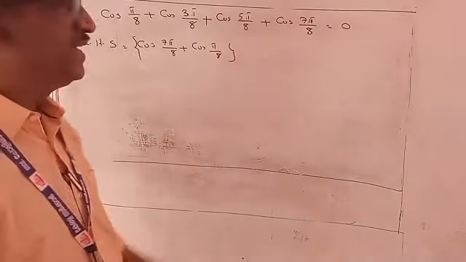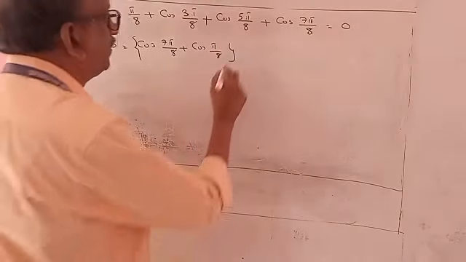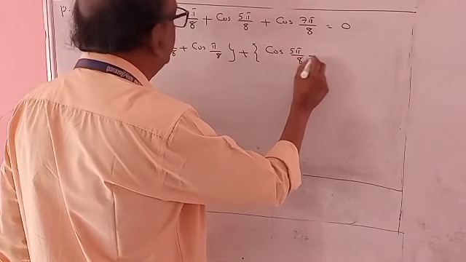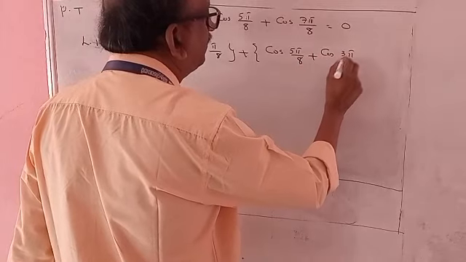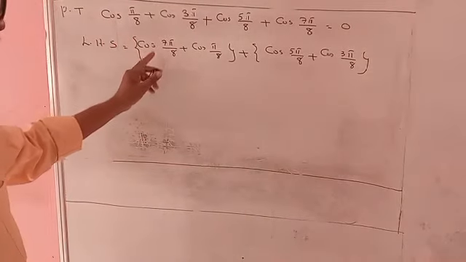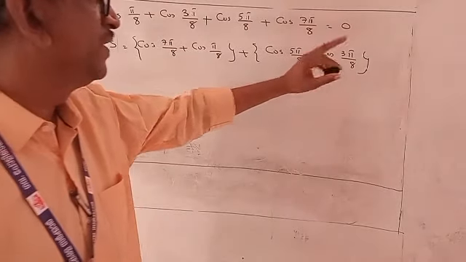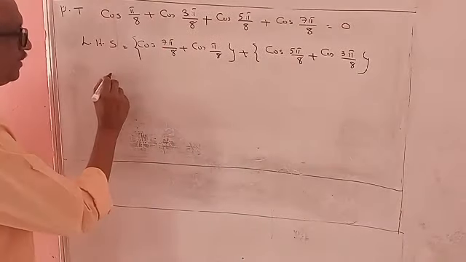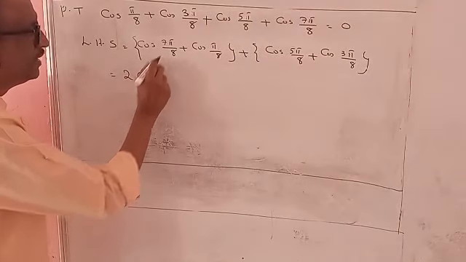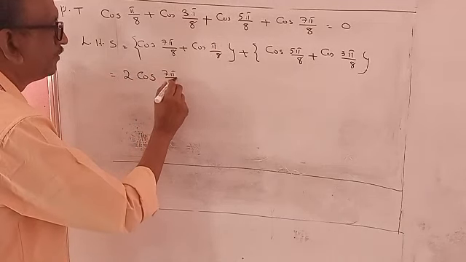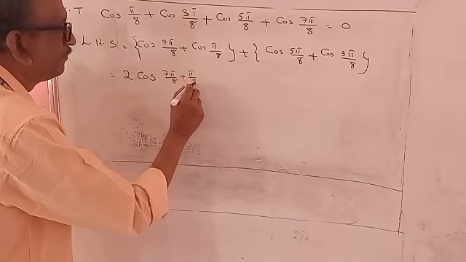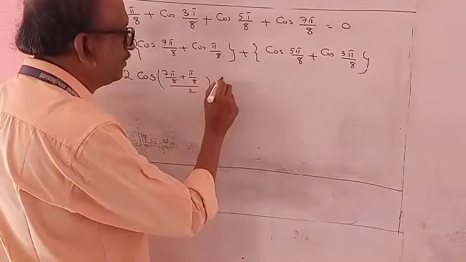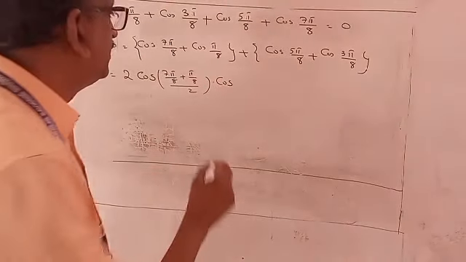Take cos 7 pi by 8 and cos pi by 8 in one group, plus the second group is cos 5 pi by 8 and cos 3 pi by 8. Then apply the product rule. Cos c plus cos d is 2 cos (c plus d) by 2 into cos (c minus d) by 2.